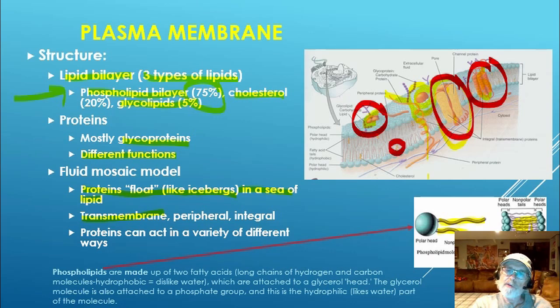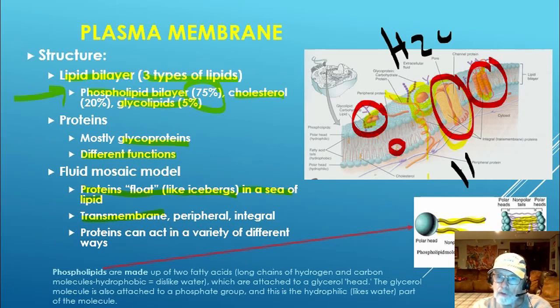What's the outside of the cell? Mostly water. The inside of the cell is mostly what? Mostly water. So this lipid layer in the middle, up the center right here, helps prevent the water from getting through. It's like putting oil in water, and that's what happens.